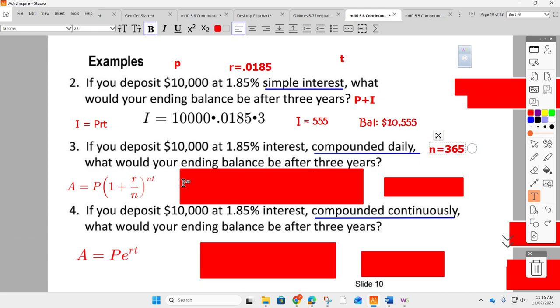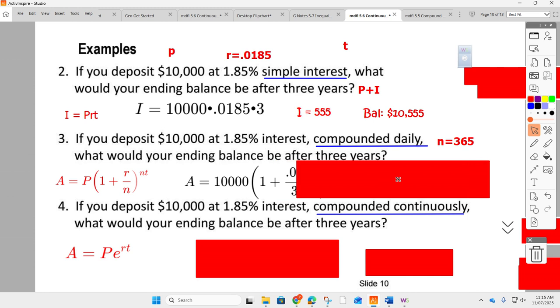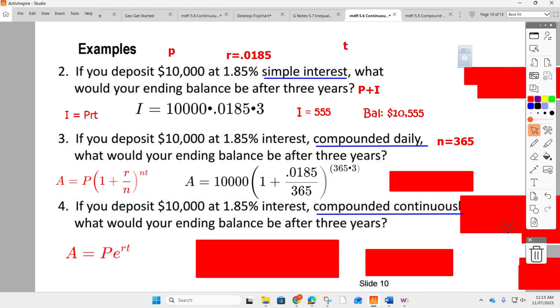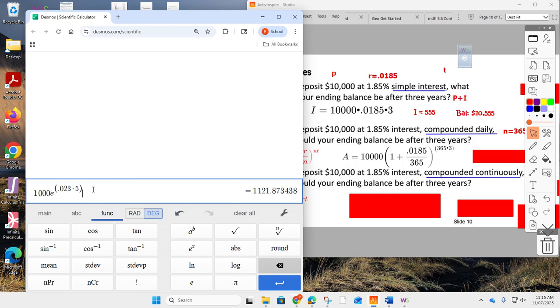If you're entering this on the Desmos calculator, what are you plugging in? Our A is our ending balance. P is 10,000. Left parentheses, 1 plus our 0.0185 divided by 365, all raised to 365 times 3. So if we put that in our calculator, $10,000, left parentheses, 1 plus.